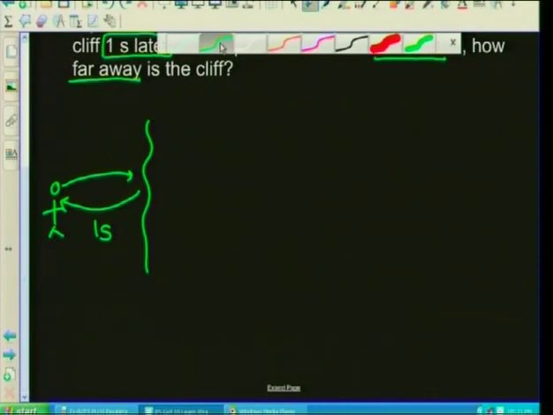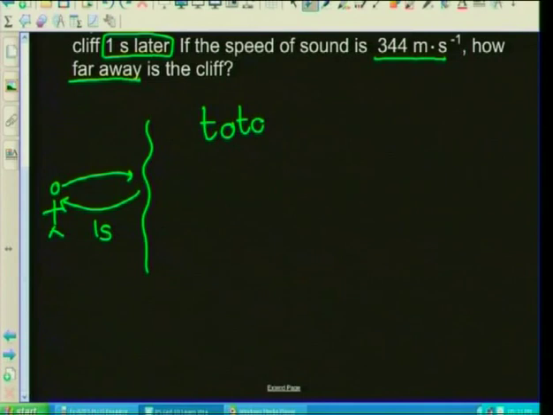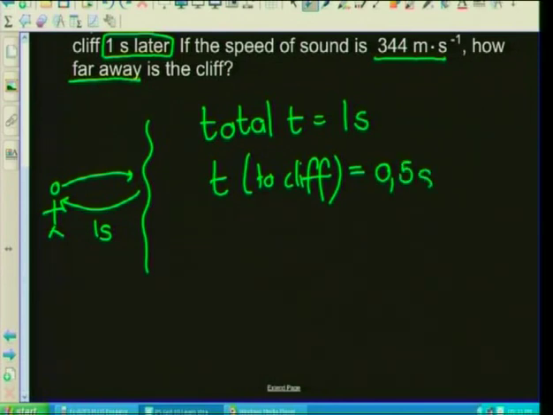Okay, so that's what we're going to do. Instead of calculating the total distance and then remembering to divide it in half like we did last time, we're going to take the time and recognize, okay, it takes 1 second to get there and back. So if the total time is 1 second, the time to the cliff is half that. And 1 divided by 2 is a half. So we have half a second. We have our time. Brilliant.